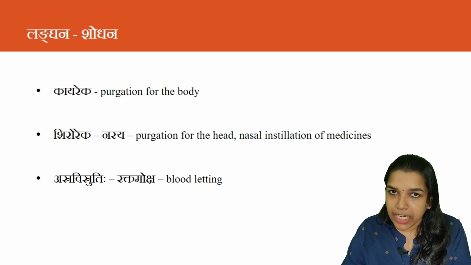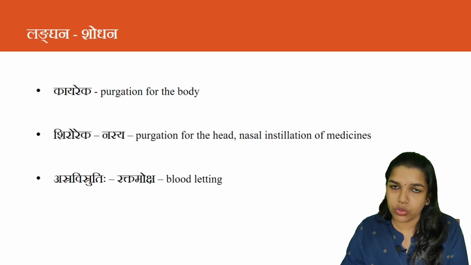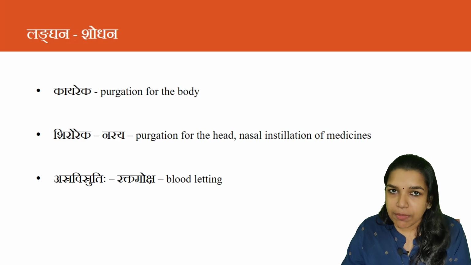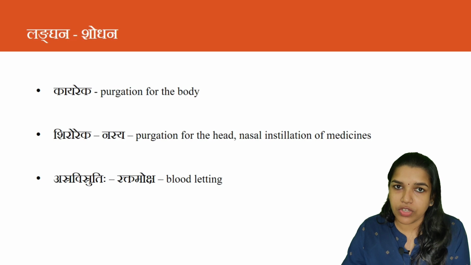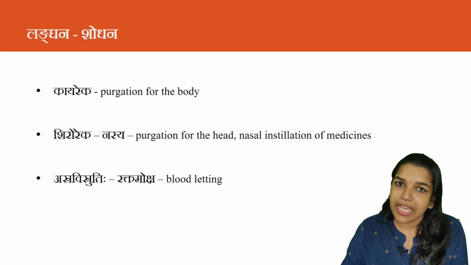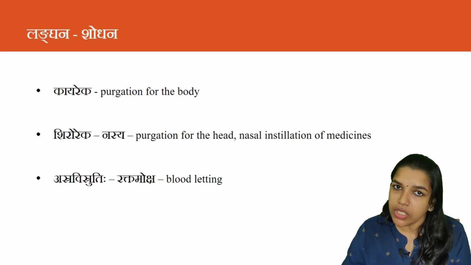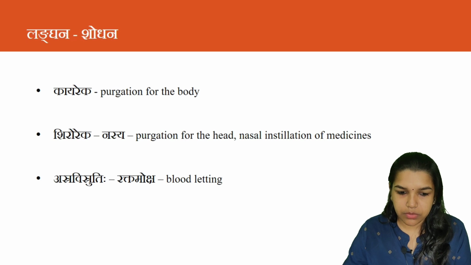So these are the 5 types of langhana, especially the shodhana type. Langhana is of 2 types, shodhana and shamana. Shodhana type of langhana means that which expels the dosha out of the body forcefully, and it is of 5 types, the pancha shodhanas: niruha basti, vamana, virechana, kaya shiroreka, that is shiroreka or nasya, and lastly asra visruti or rakta mokshana.